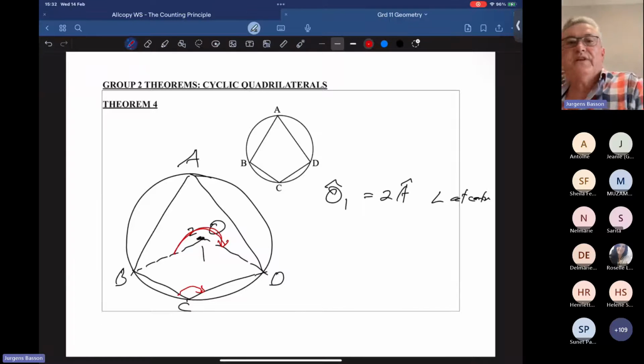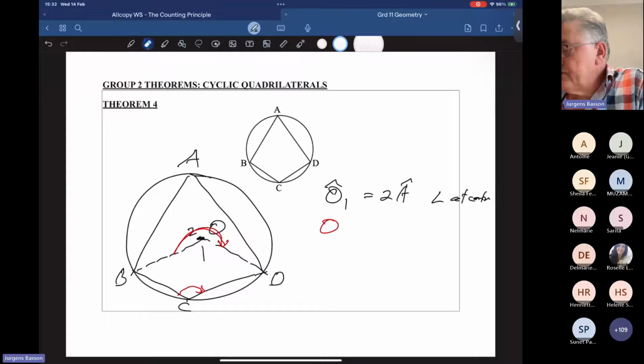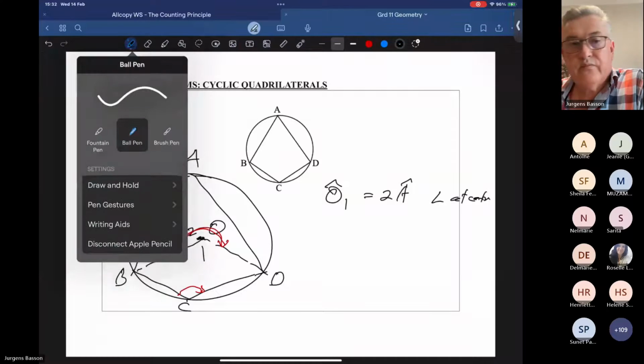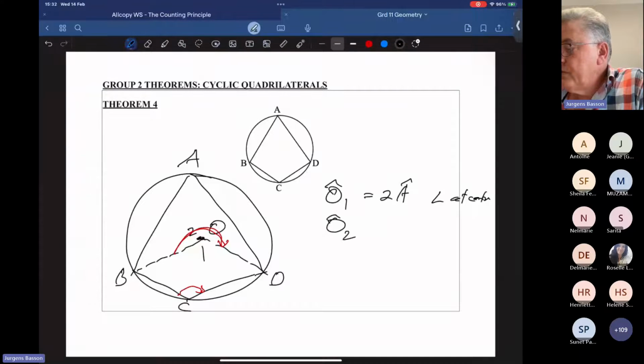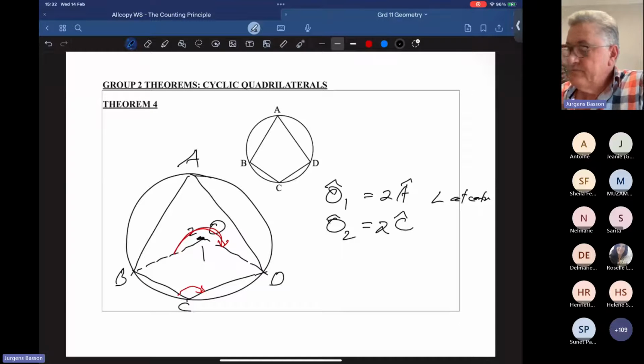You will also remember when we discussed this angle at center theorem earlier, the one with the reflex angle, I also gave that drawing so that you can show the kids. So we can now say, without any problem, that O2 is twice angle C, and that is with that same reason, angle at center. Now, if O1 is twice A, O2 is twice C.